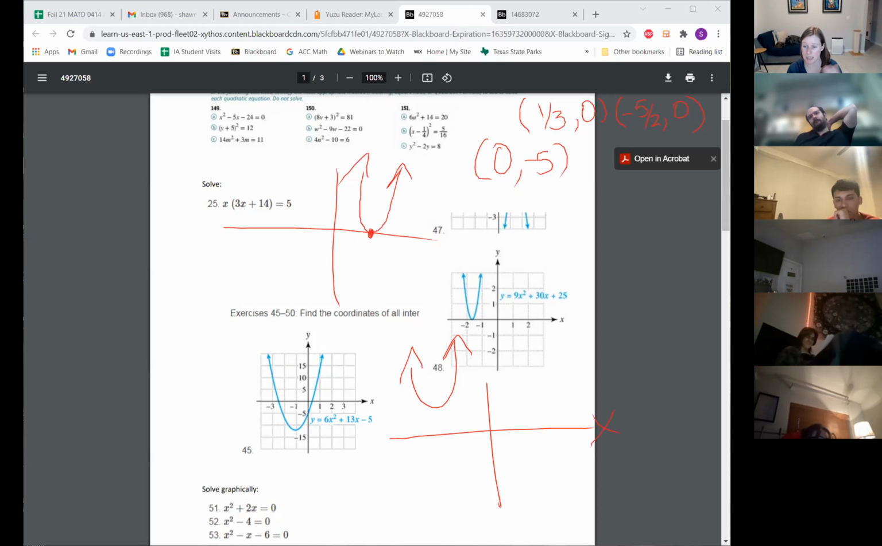So how many x-intercepts you get depends on how many times your function intersects the x-axis. So in this problem, we better get 2, because look, it's intersecting it twice. Okay.